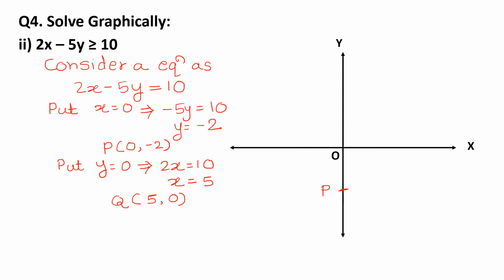The second point I have is (5, 0), so it is on the x-axis. So this is my point Q. Let us join these 2 points.